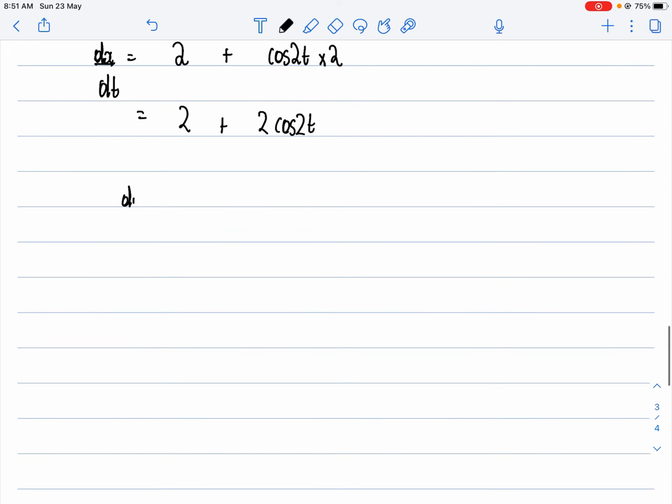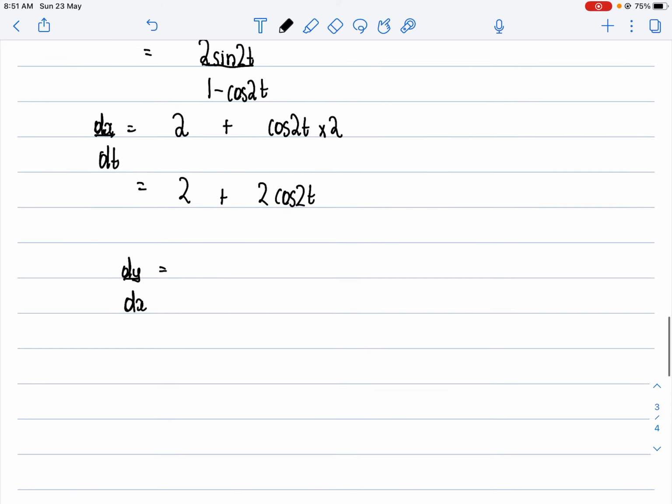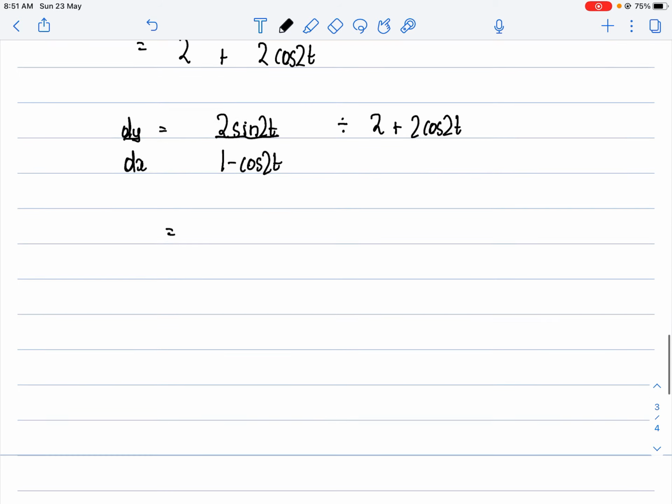So now I can get my dy by dx. I know dy by dx is dy by dt over dx by dt. So it's simply 2 sine 2t over 1 minus cos 2t divided by 2 plus 2 cos 2t. So I can write this as 2 sine 2t over 1 minus cos 2t multiplied by 1 over 2 plus 2 cos 2t.